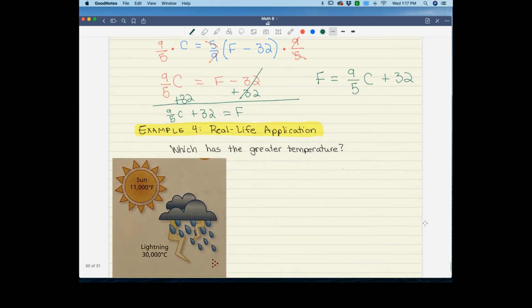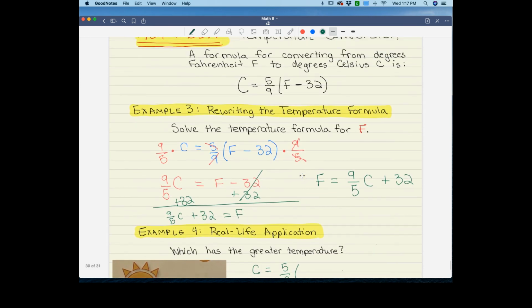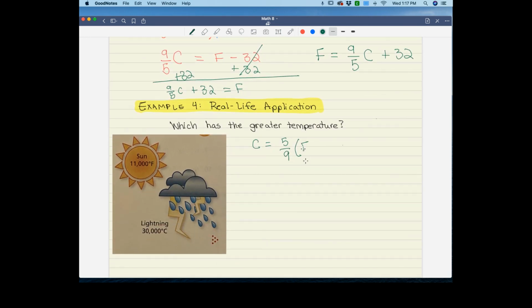Celsius equals 5 over 9 times (F minus 32). And we could do that. We could convert the sun into a Celsius temperature. So C is going to equal 5 over 9, and instead of F, we're going to put 11,000 minus 32. And then you're going to solve that equation and answer the question.